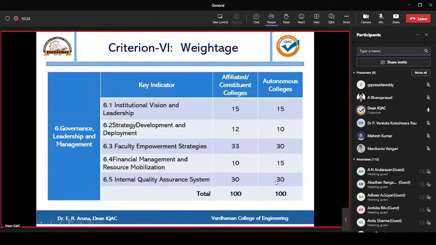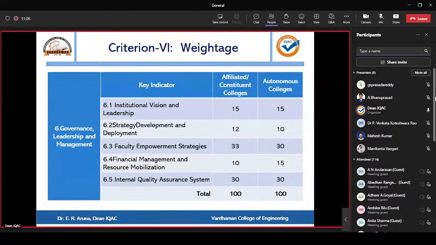The strategy development and deployment process in the NAAC AQAR criteria involves identifying goals and objectives, analyzing internal and external factors, formulating a plan, implementing the plan, and evaluating the results. The key to successful deployment is effective communication and collaboration among all stakeholders involved in the process. And coming to faculty empowerment, the third key indicator, the faculty empowerment strategies refer to the methods used by institutions to enhance the skills and abilities of the teaching staff.